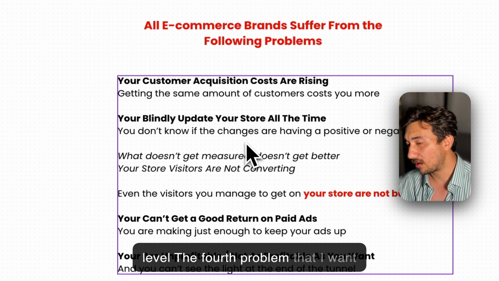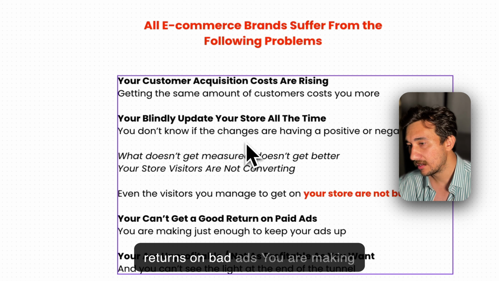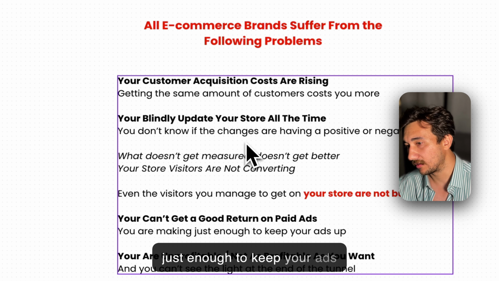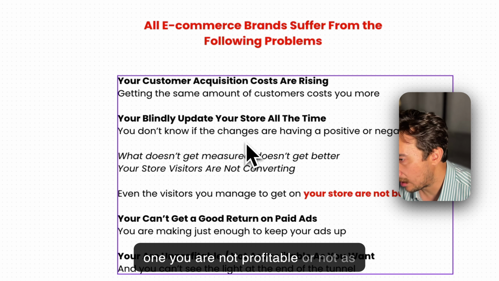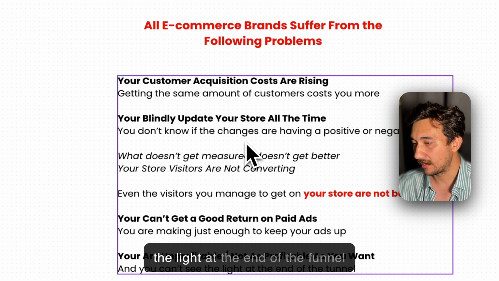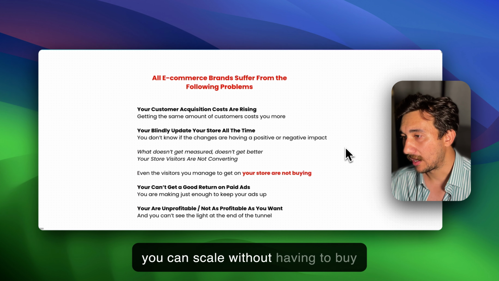The fourth problem that I want to talk about is you can't get good returns on paid ads. You're making just enough to keep your ads running. And the fifth one, you're not profitable, or not as profitable as you want. You can't see the light at the end of the funnel. This is where we will help you scale without having to buy more traffic.